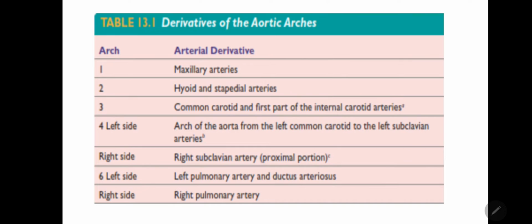Whereas the fourth aortic arch artery on the left side forms the arch of aorta, giving rise to the left common carotid and left subclavian arteries. Whereas on the right side, it forms the proximal portion of the right subclavian artery. The sixth aortic arch artery on the right side only forms the right pulmonary artery. The distal portion disappears. Whereas on the left side, it forms the pulmonary artery and the distal portion forms the ductus arteriosus. Remember, D for distal, D for disappear on the right side. On the left side, D for distal, it forms ductus arteriosus.